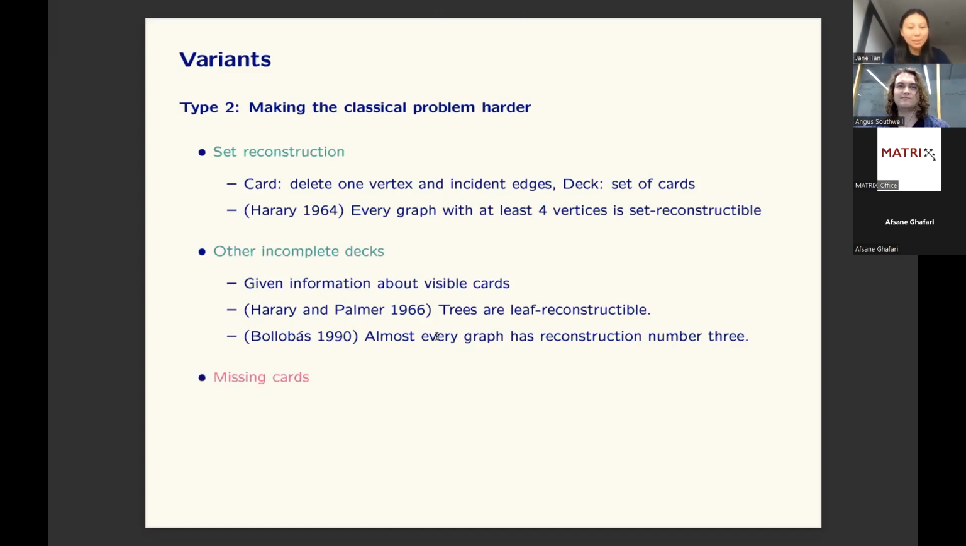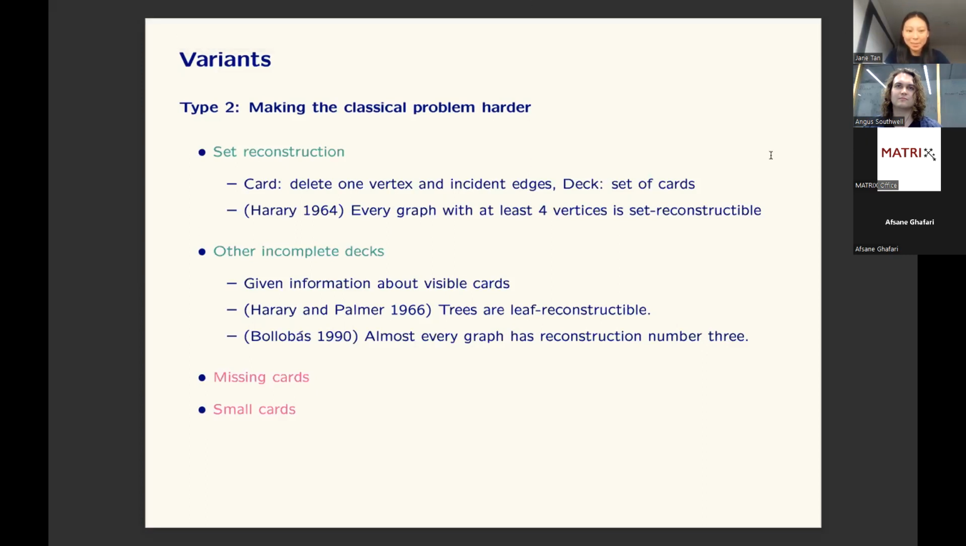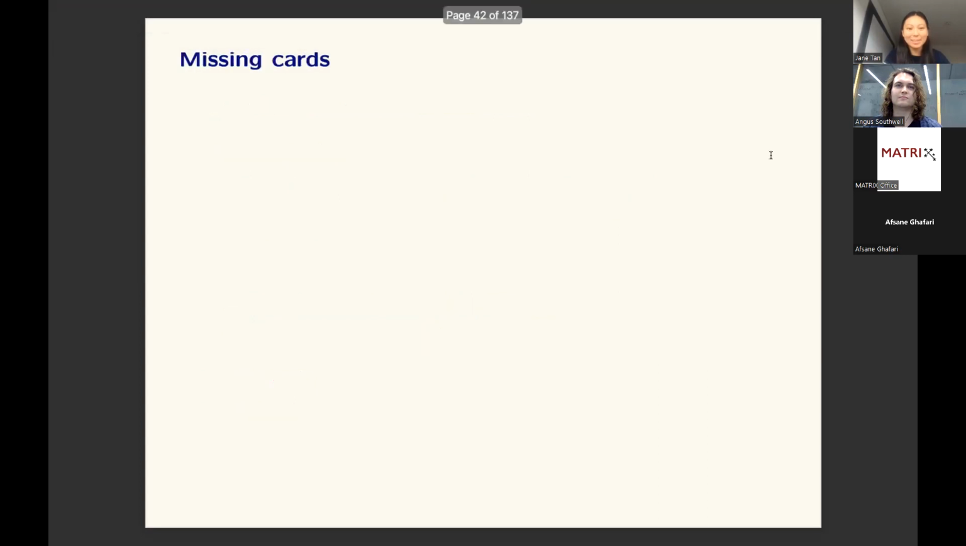On a similar theme, the 2 variants I'm going to talk about are to do with missing cards and small cards. Missing cards is basically this, except that we don't get to choose our cards carefully. We've just lost some cards and we don't know what they are, so we have to work with the worst case scenario. And for small cards, I'll come to that in a second, but essentially we define our cards a little bit differently so that we're deleting more vertices at a time rather than just one. So for the rest of the talk, I'm going into these 2 variants. Let's start with missing cards.